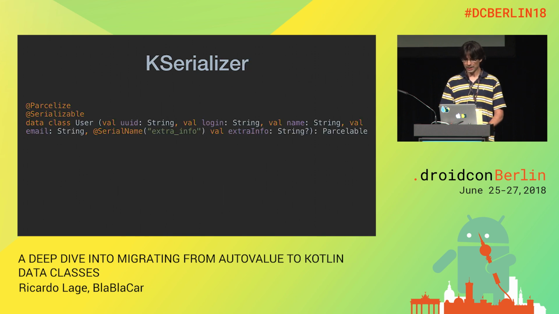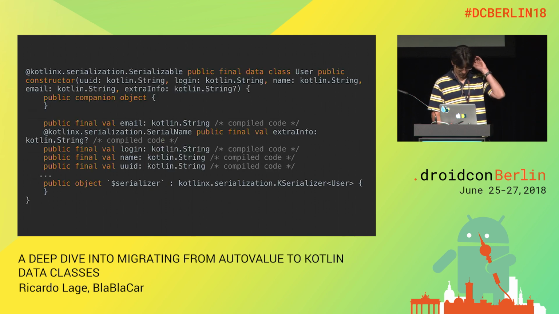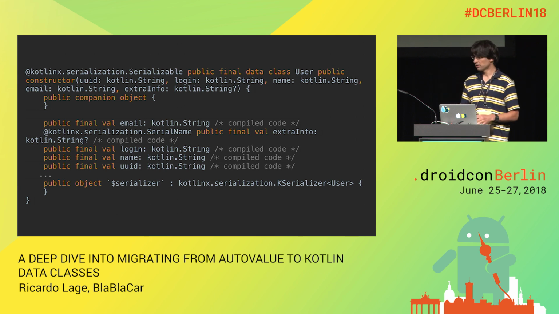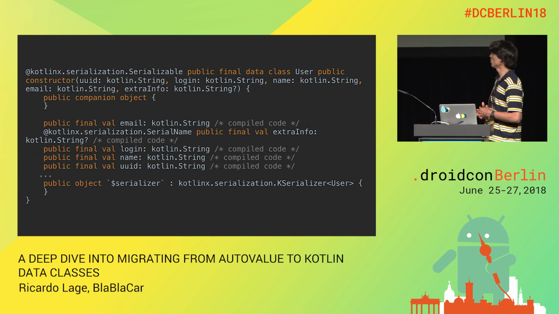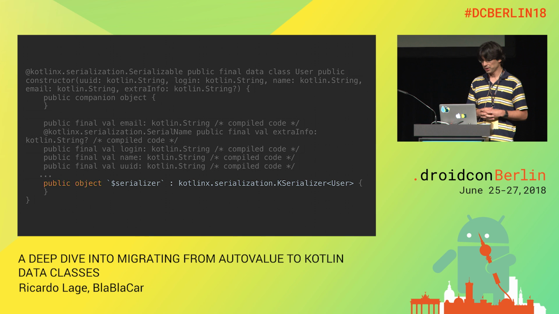K-serializer, in principle, works similarly to the other two solutions. So you basically annotate it with Serializable on the constructor, and custom fields with SerialName. But two things make Kotlinx.serialization more interesting. First, this is a compiler plugin. It's not annotation processing, there is no annotation processing step here. So this is our compiled user class, and you can see that the Serializable annotation added this serializer field to our class at compile time.